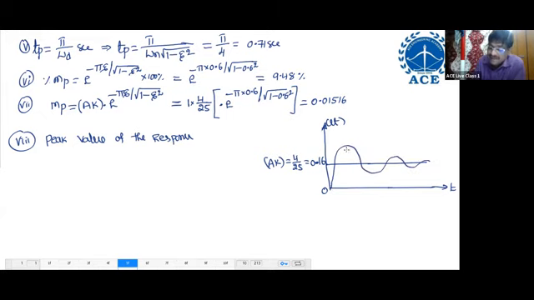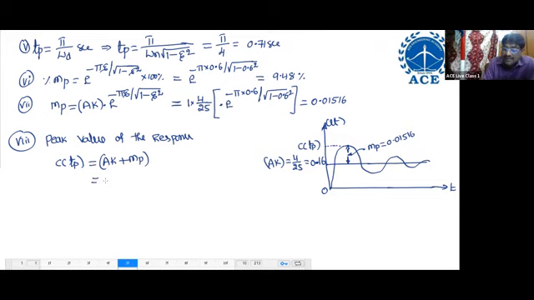If we draw the response, this is Mp. How much did you get for Mp? Mp is 0.01516. Then this is called c of t p, the peak value of the response. What is the formula for peak value of the response? c of t p equals A K plus Mp.